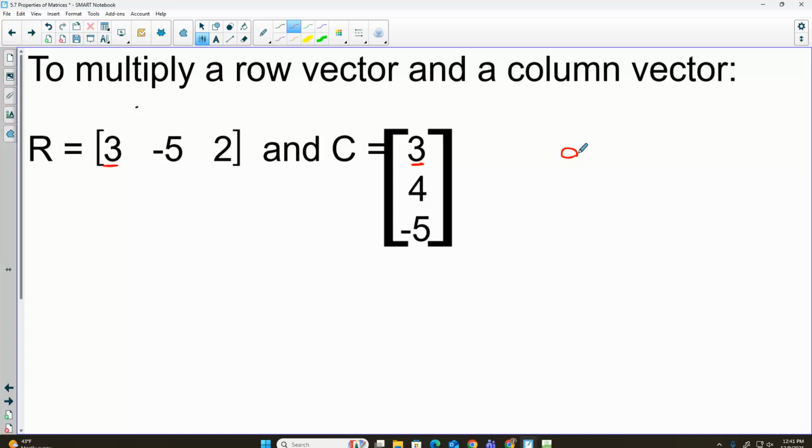So 3 times 3 is 9. -5 times 4 is -20. And 2 times -5 is -10. And then you add those numbers together. So that gives me -21. So when you take a row times a column, you get a single number, multiply the corresponding pieces, add them together.